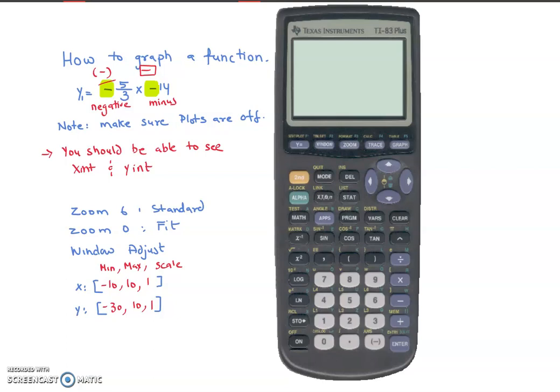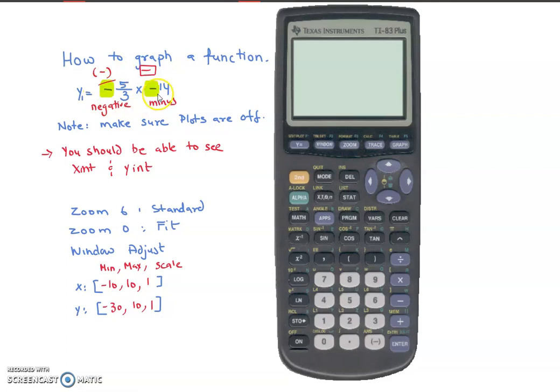Let's see how we're going to graph a function. So I'm using a linear graph here. This is an equation of a line. And I on purpose picked an equation with negative signs because there's some confusion as to where we use the negative sign versus the minus.